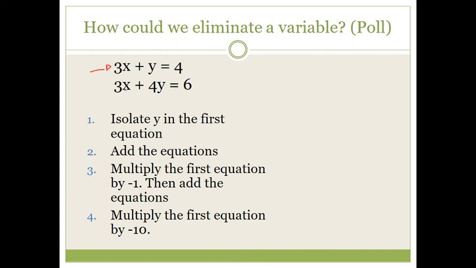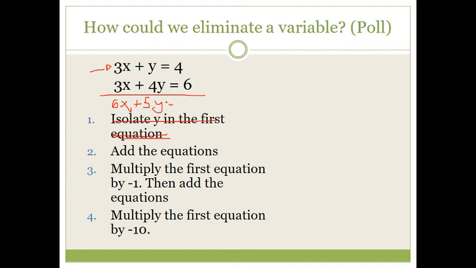So if I'm trying to eliminate a variable, getting y all by itself in the first equation, subtracting 3x to that other side is a wasted step. In fact, we would just have to undo that in our next step. Number 2 says add the equations, and that is our goal. We want to add the equations so that we eliminate a variable. But what happens if I add these two equations together right now as they are? Well, 3x plus 3x would give me 6x, and 1y plus 4y would give me 5y.